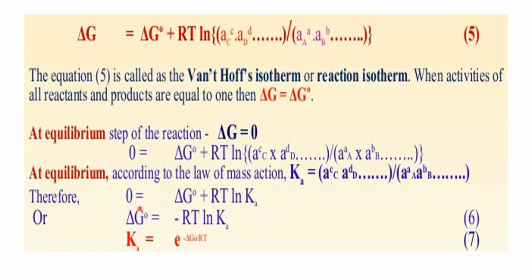Rearranging, we can say delta G0, the change in standard free energy for any system at equilibrium. Listen carefully. The change in standard free energy delta G0 for any system in equilibrium is equal to minus RT ln equilibrium constant Kc or Kp. So we arrived at an equation: the change in standard free energy is equal to minus RT ln Kp or Kc. Very, very important.